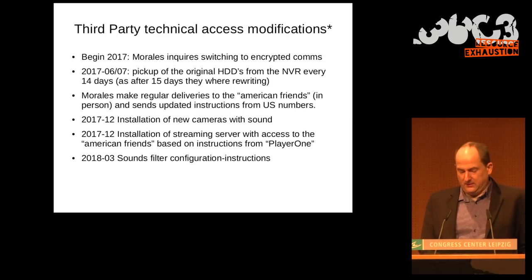Then in December, they made this new camera installation with sound. And they also started to optimize things. For example, there were issues with the audio filters in the cameras, as Julian had used this white noise generator, which will be explained a little later. They needed filter configurations. Also, the Americans demanded direct access to the streams coming into the office in Spain. So they installed it already in the embassy in a way that there would be two different access layers, one not visible to the Ecuadorians and one only for the Americans.